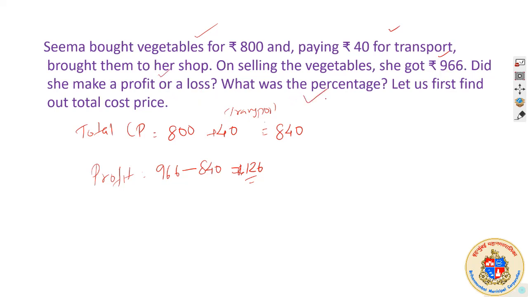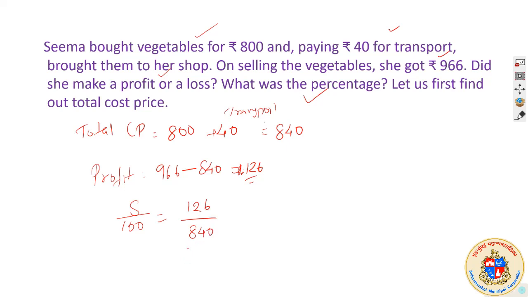And what is the percentage of profit? So there are two ways of doing it. The simplest way is she got 126 rupees by investing 840 rupees. So the earlier method we can use. Seema's profit, let us write it as S. How much it will be for 100 if she gets 126 rupees at the cost of 840.